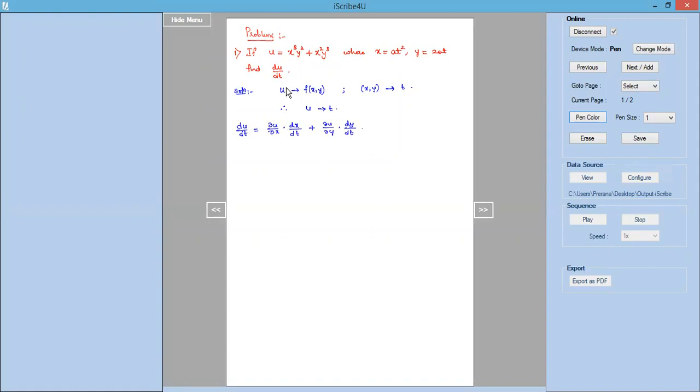So we will find out the partial derivatives of u with respect to x and y. And then we have to find the total derivative dx by dt as well as dy by dt, substitute all into this formula and find out du by dt. We'll express everything in terms of t to obtain the answer. We'll consider one by one.